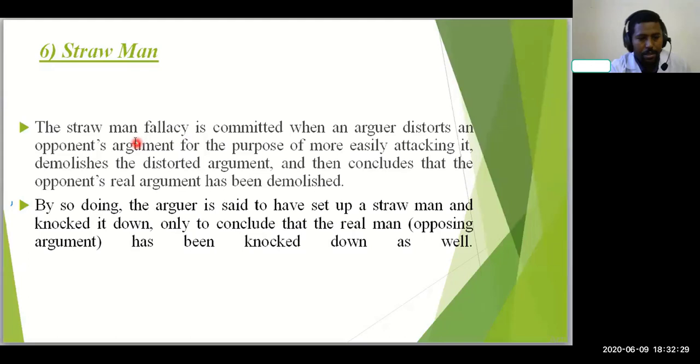The sixth one is the straw man. The straw man fallacy is committed when an arguer distorts an opponent's argument for the purpose of more easily attacking it, demolishes the distorted argument, and then concludes that the opponent's real argument has been demolished. By doing so, the arguer is said to have set up a straw man and knocked it down, only to conclude that the real opposing argument has been knocked down as well.